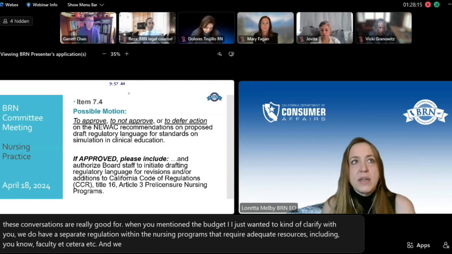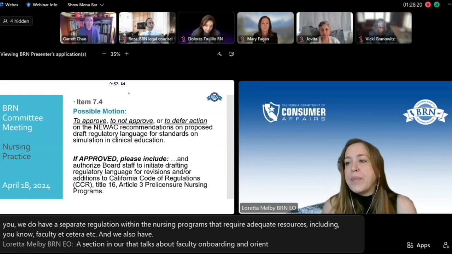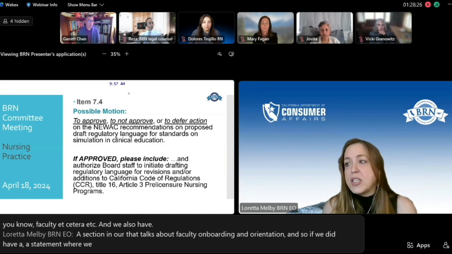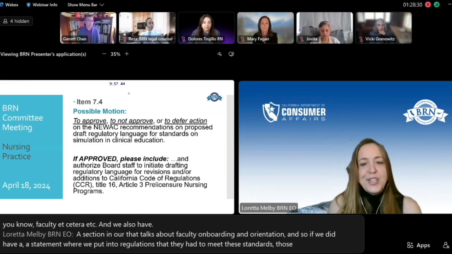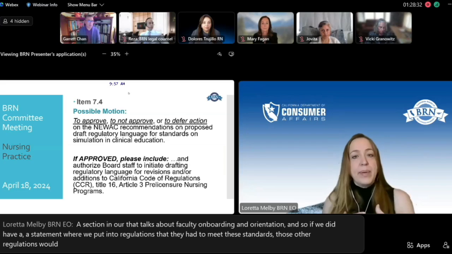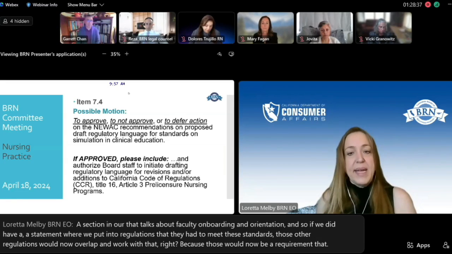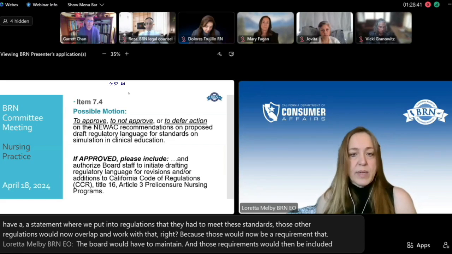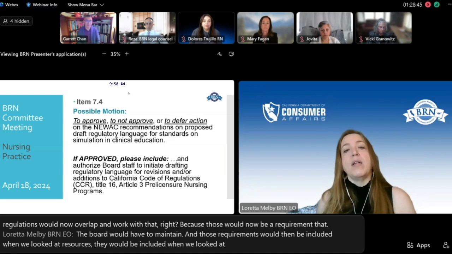And we also have a section in our regulations that talks about faculty onboarding and orientation. And so if we did have a statement where we put into regulations that they had to meet these standards, those other regulations would now overlap and work with that, right? Because those would now be a requirement that the board would have to maintain. And those requirements would then be included when we looked at resources. They would be included when we looked at ongoing professional development and stuff.